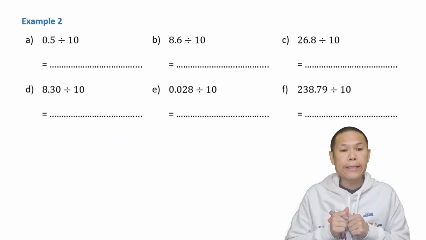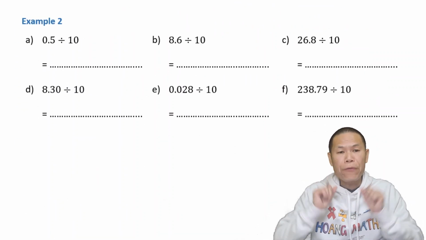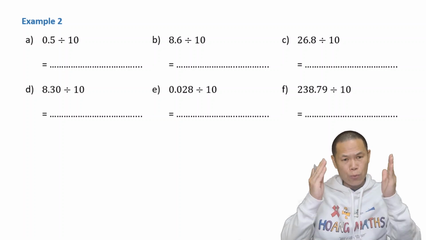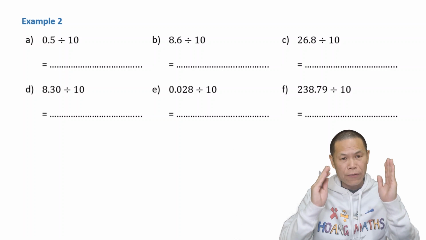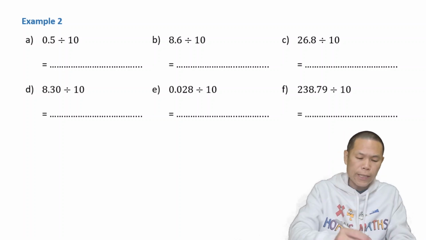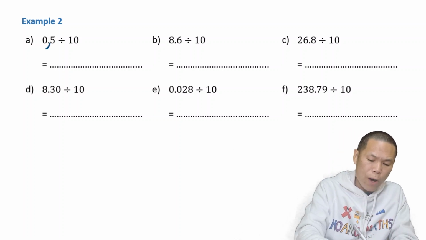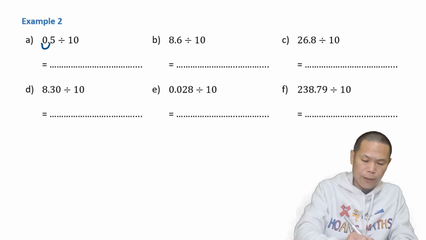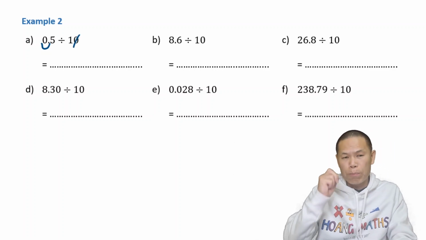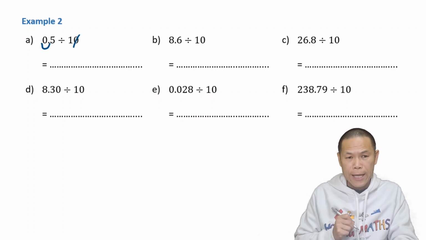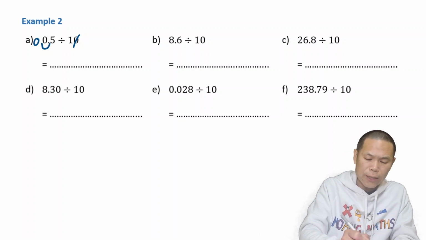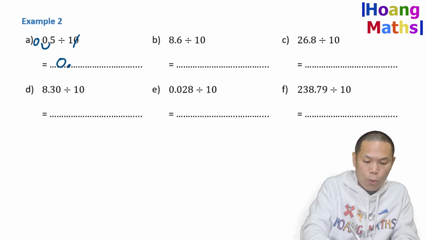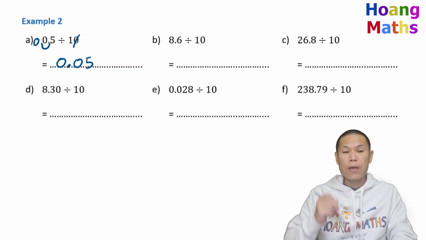Let's go through the second example. So we have 0.5 divided by 10. We know that the answer should be less than 0.5 because we divide by 10. So the decimal point here, we move 1 unit to the left and then we cancel the 0. So 0.05 is the answer. But we do not write .05, we just put a 0 in front. So 0.05, that is the answer.